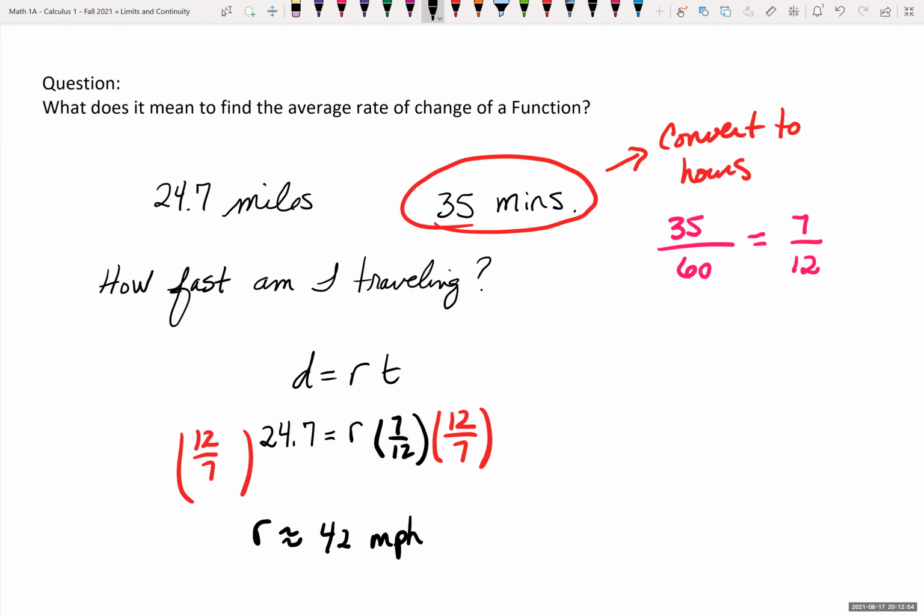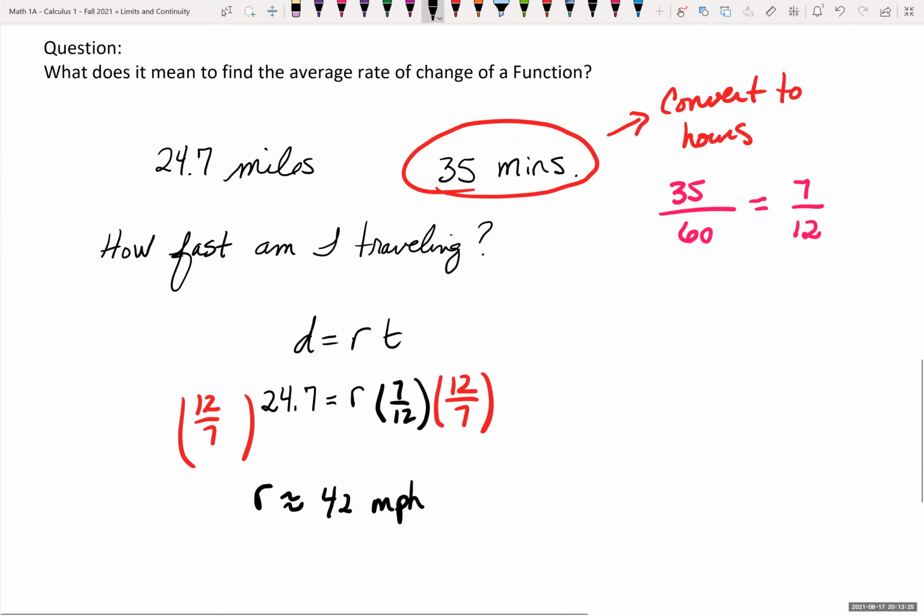So my question for you is, was I going 42 miles per hour that whole time? No, it was the average speed throughout your entire trip. So that's my average speed. And so when we're finding that average rate of change, we're looking at, in this case, the average speed that I was going, if I had summed up how fast I was going at that time, etc. Okay, so this was my average rate of change.